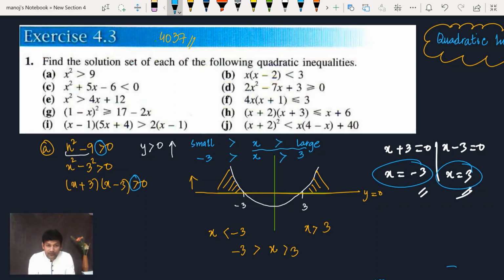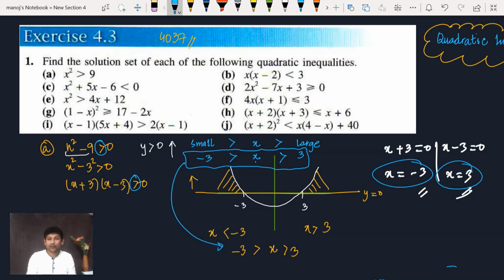This is your result. Same. Do we have the same answer like this? Here x is less than minus 3, x is greater than 3. So I will do the second part, part B, to support this result.